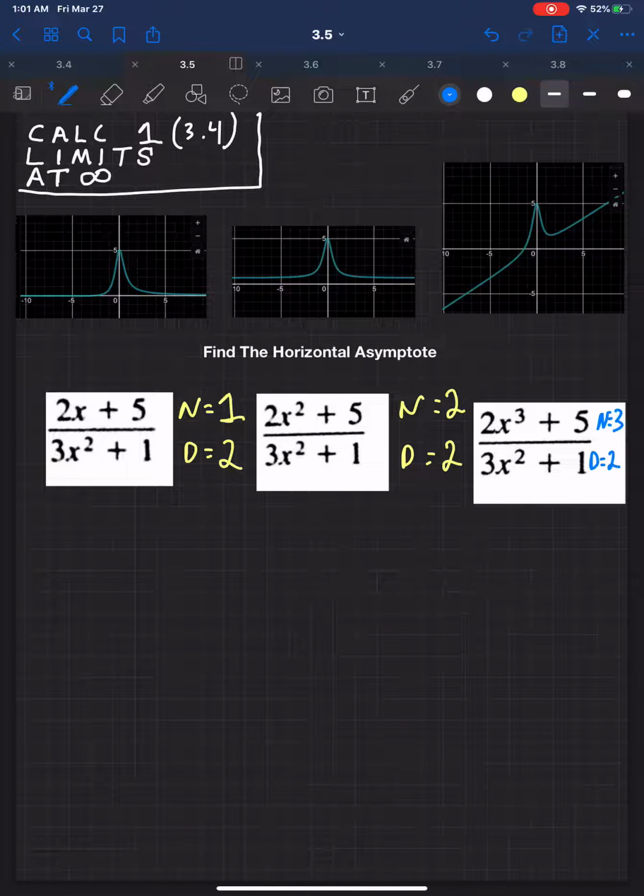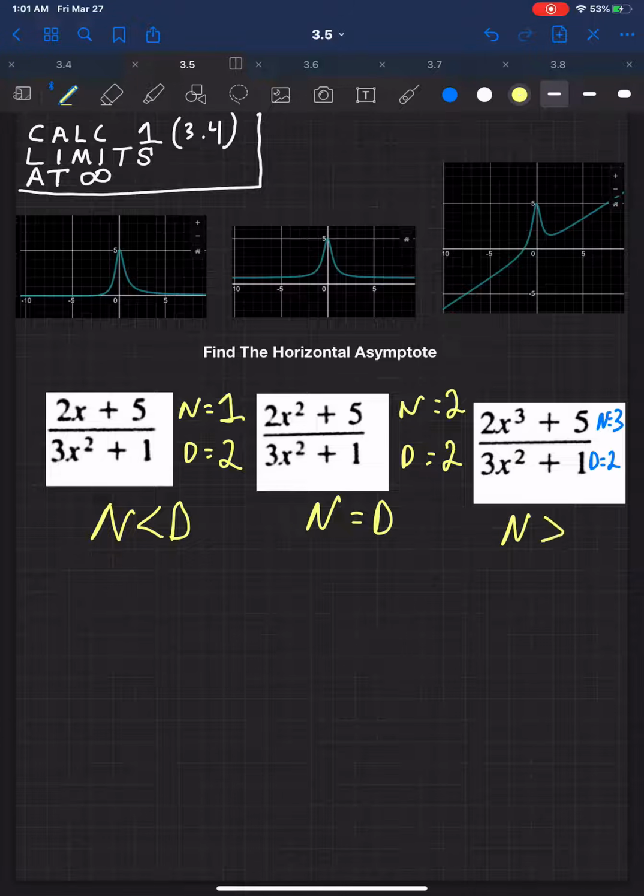Okay. So now let's agree that in this case, the denominator in the first example has a larger degree than the numerator. In the second case, the degree of the numerator is equal to the degree of the denominator. In that third case, the degree of the numerator is larger than the degree of the denominator. Now, what were the statements that we were able to make?